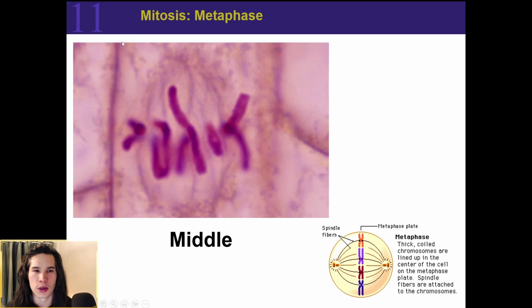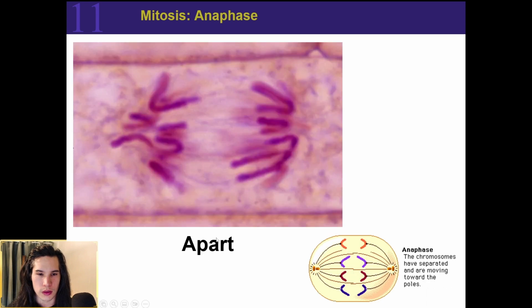All right, so moving on to metaphase. First we had prophase, then we have metaphase. Metaphase is the second phase of mitosis. I like to associate the M in metaphase with middle. What happens is all of your chromosomes line up single file down the middle of your cell. So here it says the thick coiled chromosomes are lined up down the center of the cell on what we would call the metaphase plate, and spindle fibers are attached to the chromosomes. They're attached by attaching to a region of their centromeres called the kinetochore. So it's attached to their kinetochores.